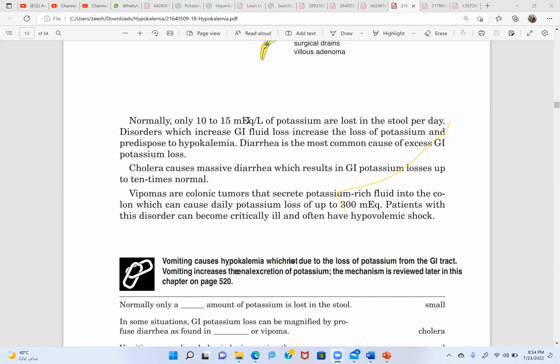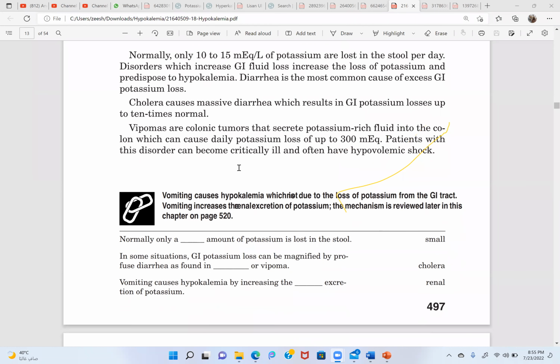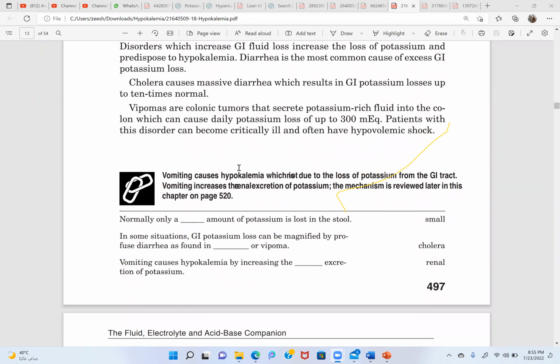So this may be an MCQ: how much is lost in stool, around 10 to 15 milligrams. Similarly, some is lost in sweating. And the kidneys, according to the aldosterone and according to the flow of fluid in the lumen. Diuretics cause hypokalemia by another mechanism as well, which is only related to the flow. So if there is more flow, there will be more loss of potassium.